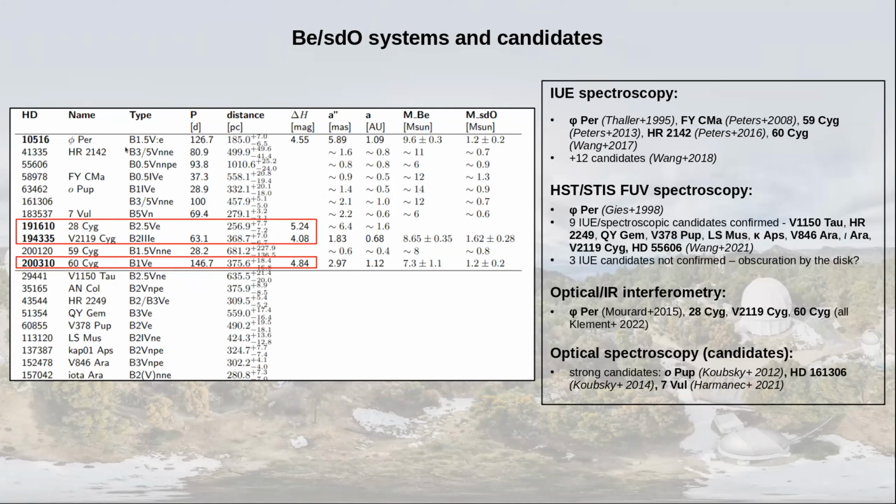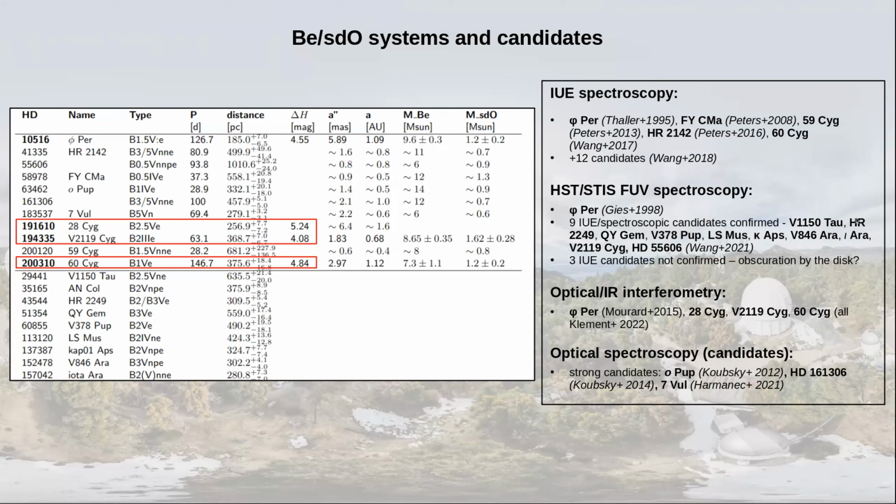This was until recently the only one which was detected. This is the delta H magnitude. But recently, I will be talking more about this, I obtained 3 more detections for these 3 stars. And this is just a compilation of how all these sdO systems were found, most of them actually in UV spectroscopy, but also some of them in interferometry, and candidates based on the appearance of optical spectroscopy.